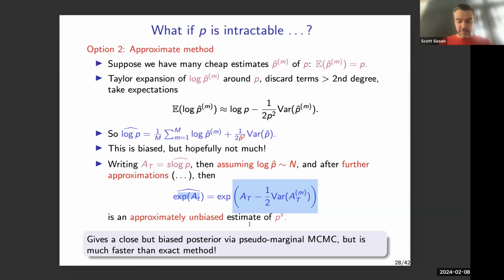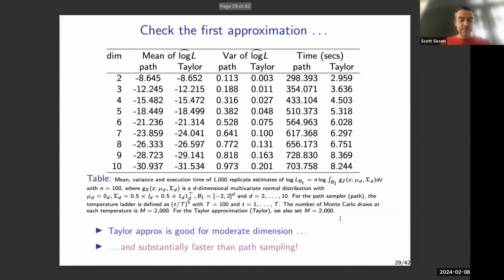So an unbiased estimate of the likelihood. All of this is approximate, but it's going to be much faster than the previous approach. You'll notice I love tables, so I'm just going to briefly say what these two things are. There are two steps. We're going to estimate the log of the likelihood unbiasedly.